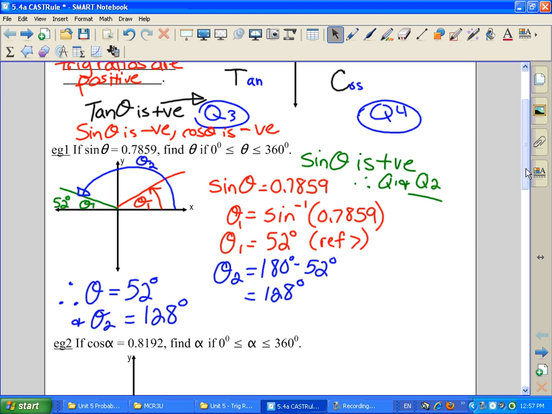You could say, hey, Ms. R, fine and dandy, but what does that really mean? Well, if you take your calculator and go sine of 52 degrees, plug in your calculator, you're going to get an answer, and it's going to be the same as if you'd plug in sine of 128 degrees. Okay, and that equals 0.7859, because the CAST rule will allow us to have two answers that represent the same. So the sine of the first theta equals the sine of the second theta.